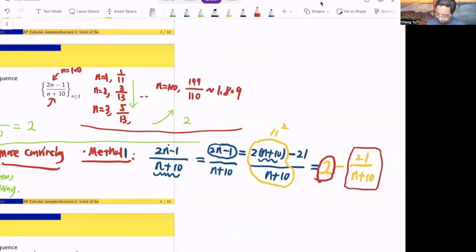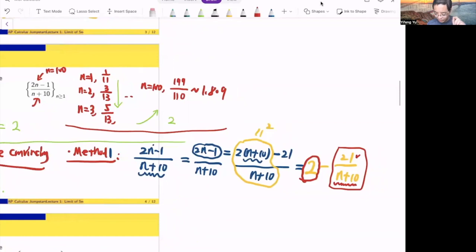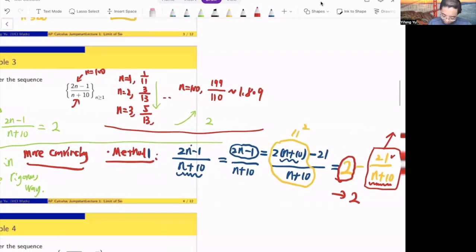But for this part, this is basically very similar to the harmonic sequence. The numerator 21 is fixed, it just stays there. What changes is the denominator, n plus 10. When n gets very large, the denominator also gets very large. Therefore, similar to the harmonic sequence, we expect this to become very, very small. It is positive, but very close to zero, approaching zero. So then the whole thing will approach the number 2. So this is a more convincing way to look at it. Or we can use another way to see it.